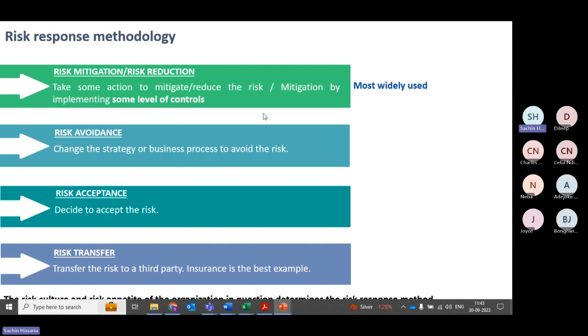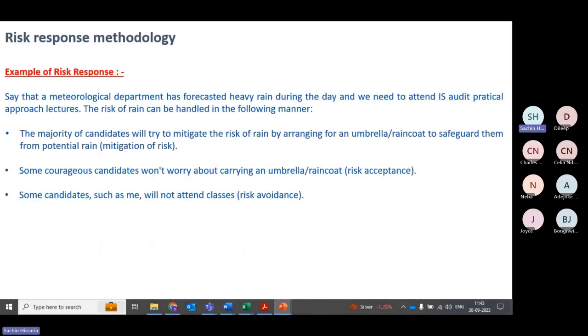Which risk response methodology you want to choose will depend on your risk appetite. As per the risk appetite of the organization, they will decide what response methodology they want to implement. So here we'll discuss the same along with an example. Suppose the meteorological department has forecasted heavy rain during the day, and you all need to attend this IS audit practical approach lecture. Suppose we are doing this lecture in person. There is no online lecture, and you need to come to the class and attend the lecture.